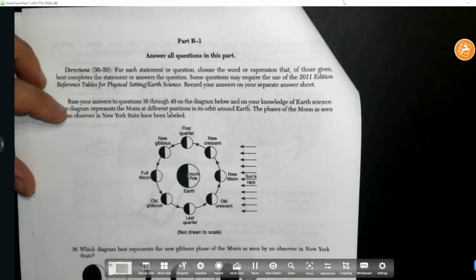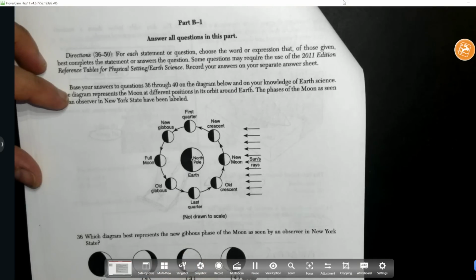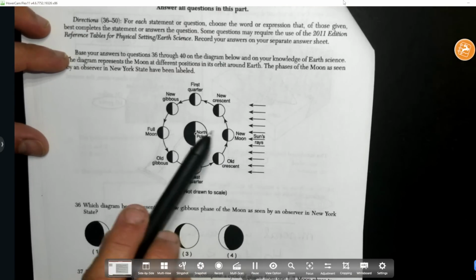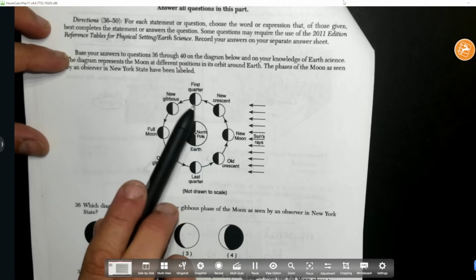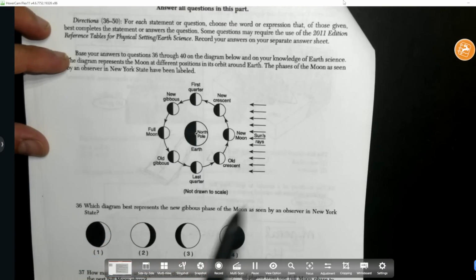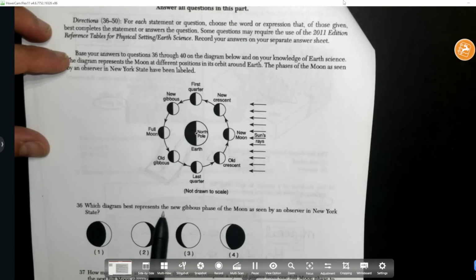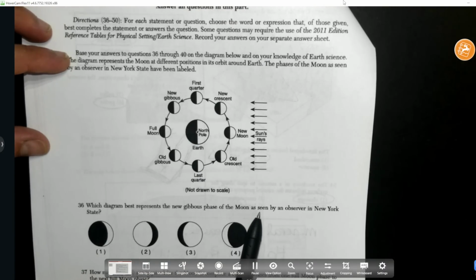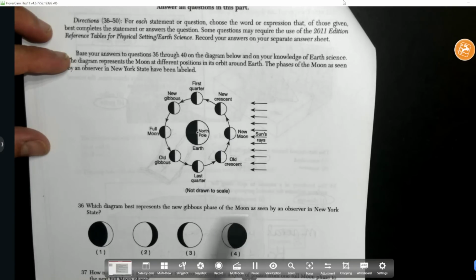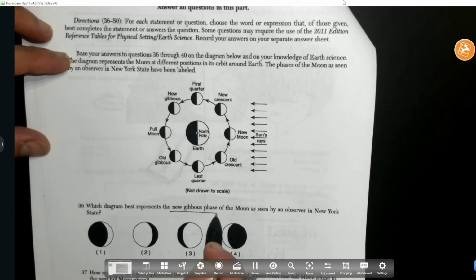Next up, we're into astronomy. I see the Earth and all the phases of the moon. Now remember, this is a top-down view. This is not actually what the moon looks like to the person on Earth. Here it says, which diagram represents the gibbous phase of the moon as seen by an observer in New York State? Excuse me, the new gibbous phase.